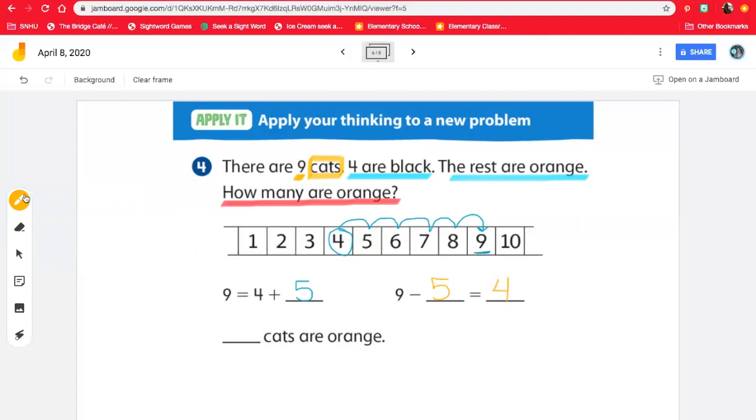We could also double check this by doing 9 take away 4 equals, and what does it equal? If we start with 9 and we take away 4, so starting with 9, let's take away 4. 1, 2, 3, 4. What number did we stop at? 5. So 9 take away 4 is also 5. So if 4 of the cats were black, that means 5 of the cats are orange.